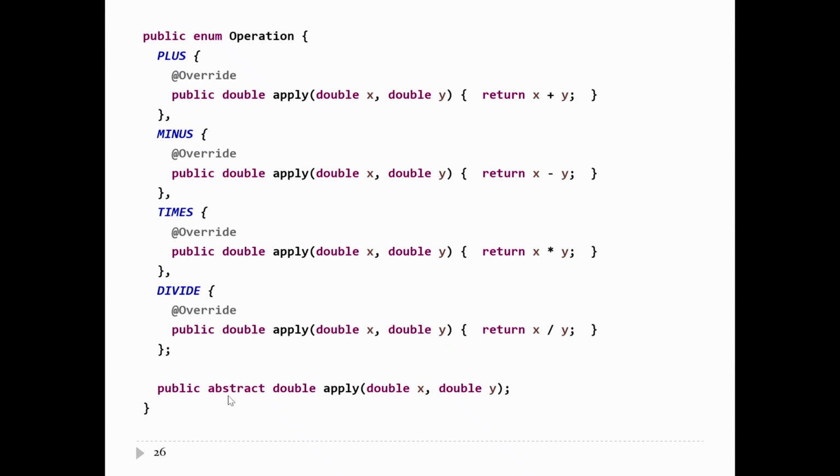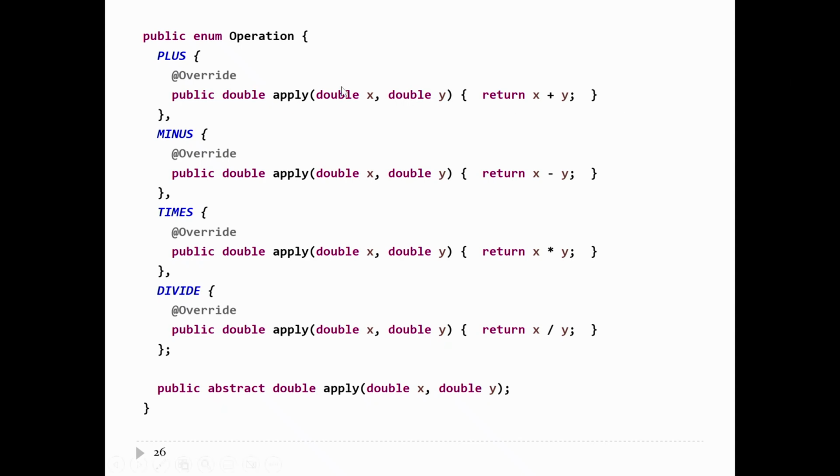An abstract method is a method that has no implementation. So notice here, there's just a semicolon at the end. There's no body for the method. If you have an abstract method, then in the case of an enumeration, every object must implement its own version of apply. So there's no method here. Instead, the methods are defined inside each one of the constants. So inside the plus constant, we implement the apply method.